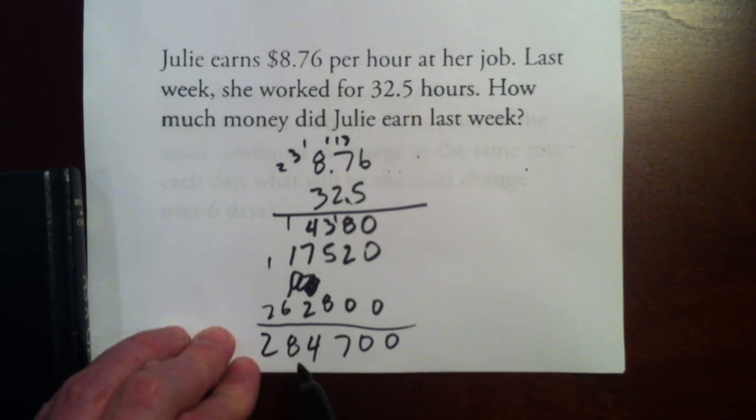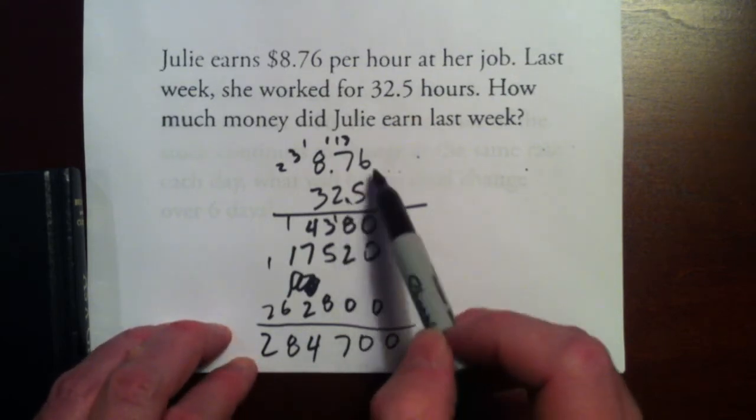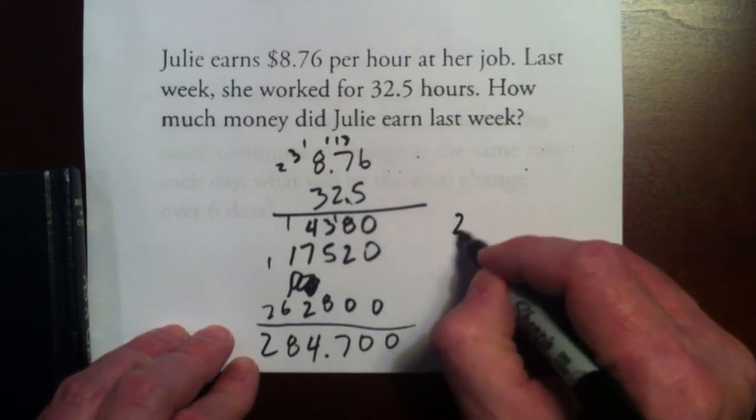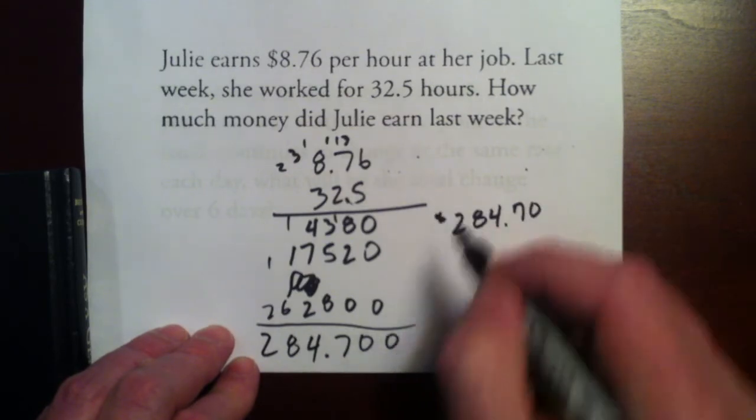Now I've got 284,700. Well, I'm not done. I've got to count over my decimal places. 1, 2, 3. 1, 2, 3. The answer is $284.70.